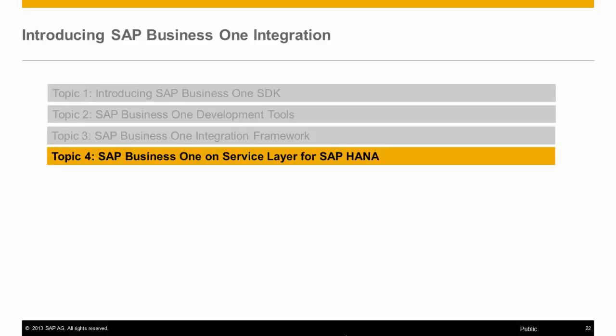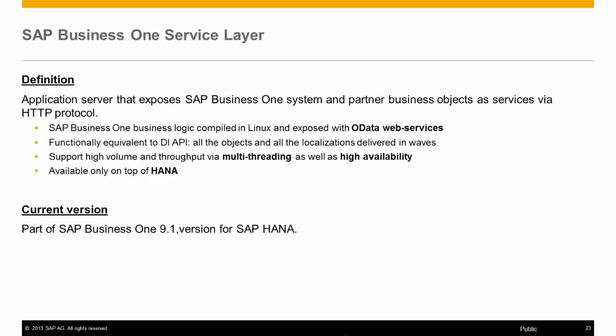Let's have a look at the newest integration with SAP Business One and SAP HANA, the service layer. The SAP Business One service layer is specific to SAP HANA and is a new integration solution for SAP Business One. The service layer exposes SAP Business One objects like in the DI API that we covered earlier, but using HTTP and OData, or Open Data Protocol, web services. In this way, SAP Business One business logic is exposed via OData and compiled in Linux.